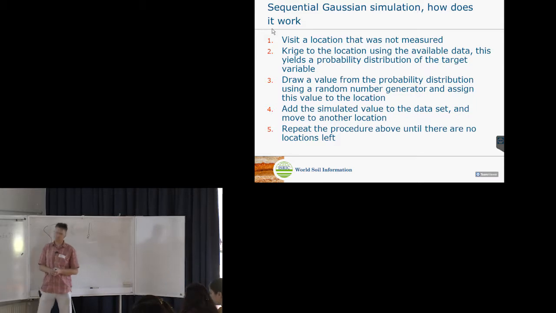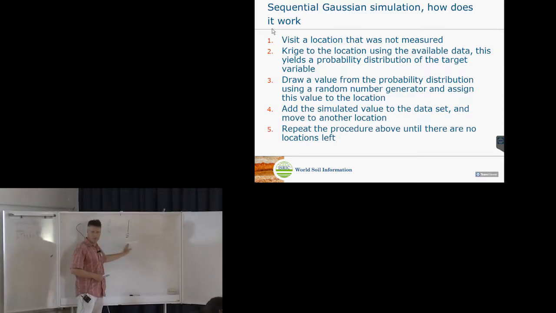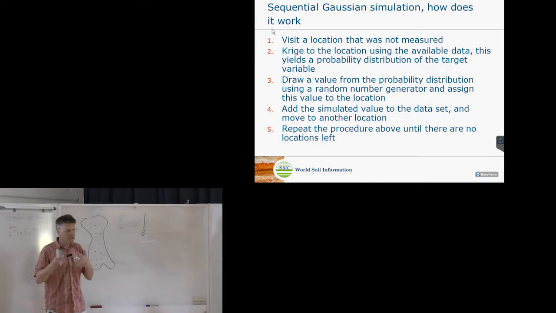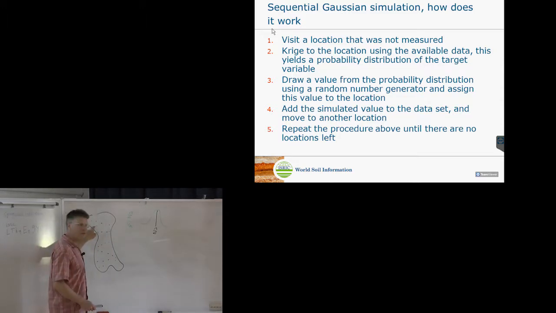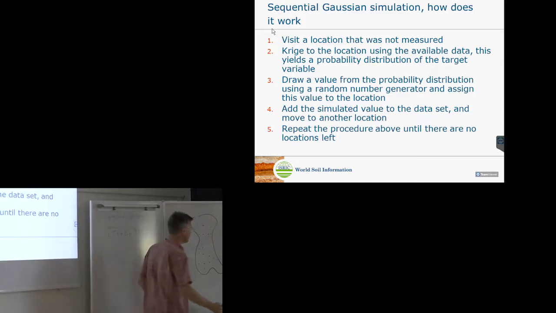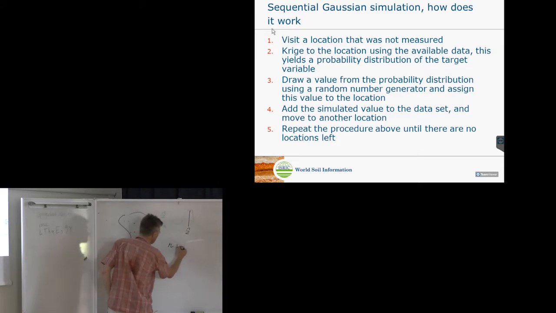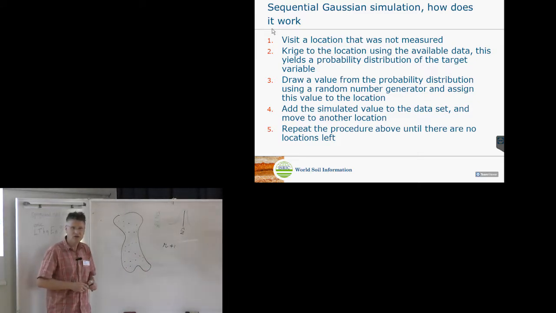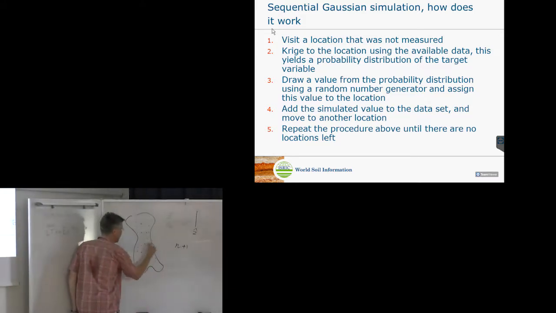Okay? Yeah. So, we went to this location. If we would do kriging, we would go for the center of that probability distribution, the kriging distribution. But when we do spatial stochastic simulation, we randomly sample from this probability distribution, and we assign that value to that location, and we add the simulated value to our data set. So if we had started with n observations, after I simulated this location, I suddenly have n plus 1 observations, because the simulated value is treated as if it were a measurement. And I go to a next location. Move to another location. So maybe over here. And I repeat the procedure.